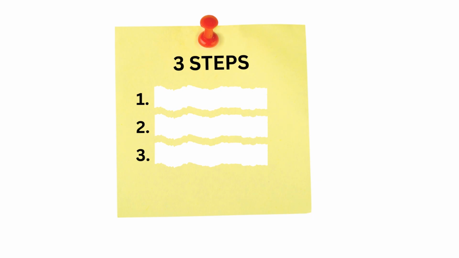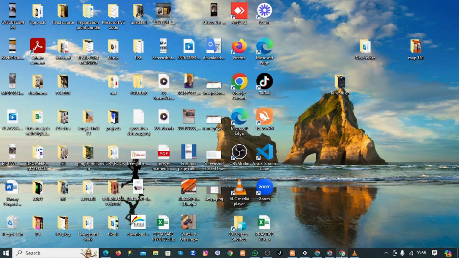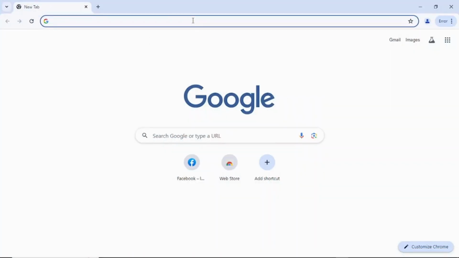We are going to be doing this in 3 different steps. So the first step you're going to take is to download Office Deployment Tool, all right? And to do that, let's just head up to our Google Chrome or any of your browser. Then you need to search for the Office Deployment Tool.